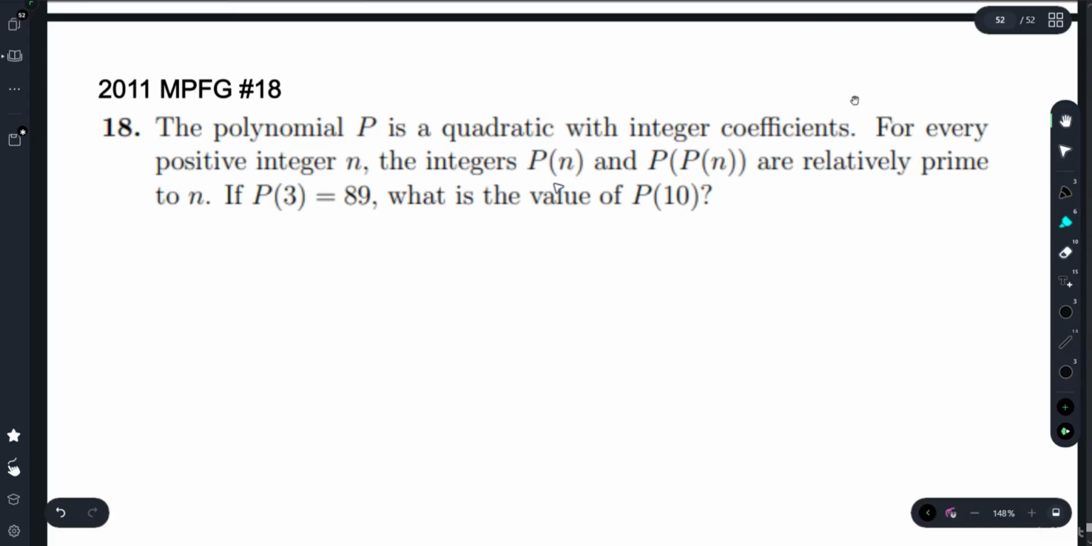So the polynomial p is a quadratic with integer coefficients. For every positive integer n, the integers p of n and n are relatively prime. If p of 3 is equal to 89, what is the value of p of 10?